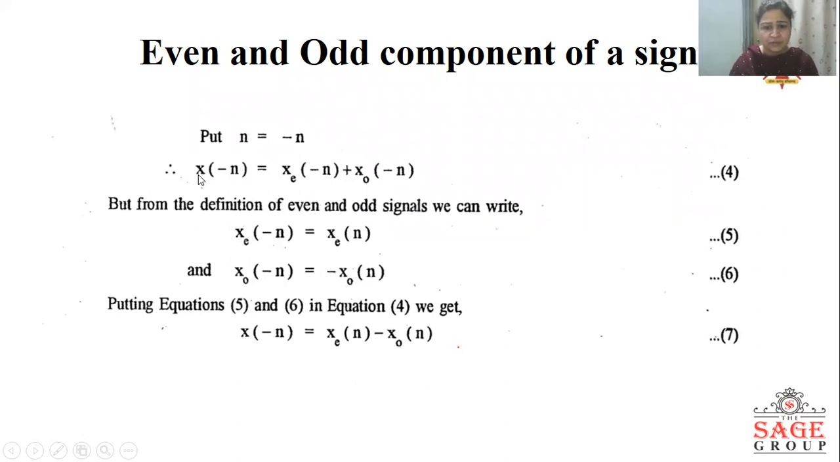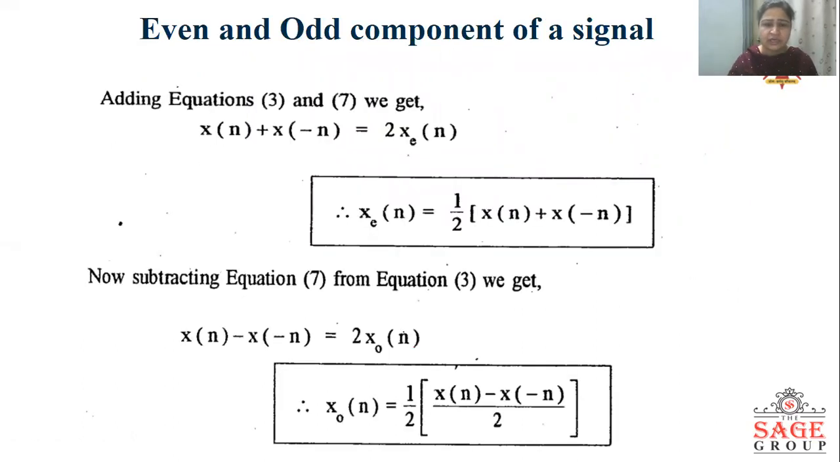So here from equation 4, we will get x of minus n is equal to x e of n minus x o of n. Now we will add equation 4 and equation 7. When we add these two equations, we will have odd component which will be opposite in sign. So this odd component will get cancelled and we will get x of n plus x of minus n, which is equal to 2 x e of n. So x e of n will be x of n plus x of minus n divided by 2.